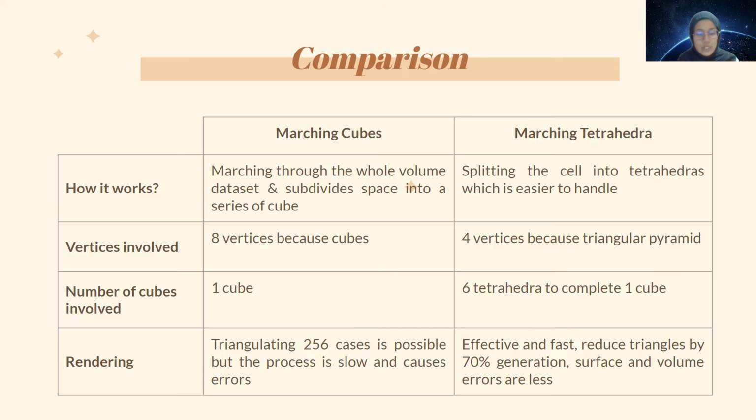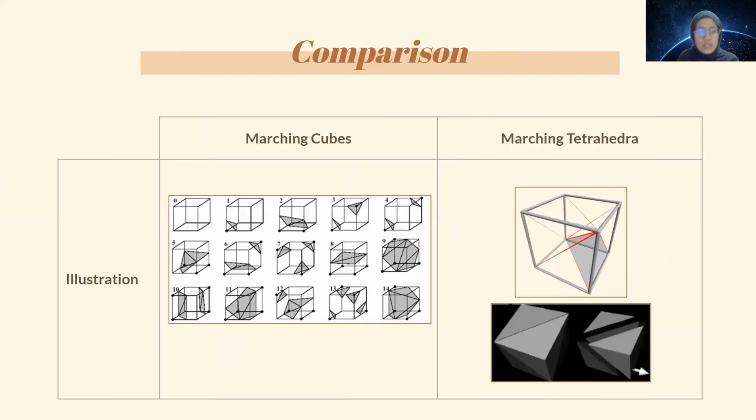Okay, for the rendering, marching cubes can triangulate in 256 cases if possible, but the process is kind of slow and can cause errors. The marching tetrahedra is very effective and fast, which can reduce triangle generation by 70%. For this illustration, we can see that there are 15 cases from 256 cases. These 15 cases have been reduced in triangulating marching cubes, while in marching tetrahedra, the triangular pyramid is split into 5 to 6 cells.